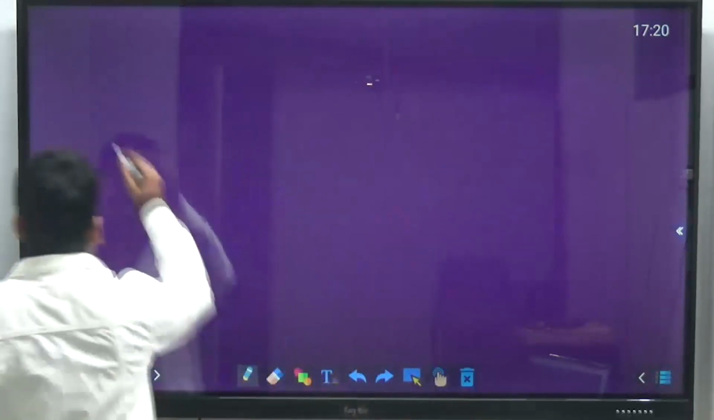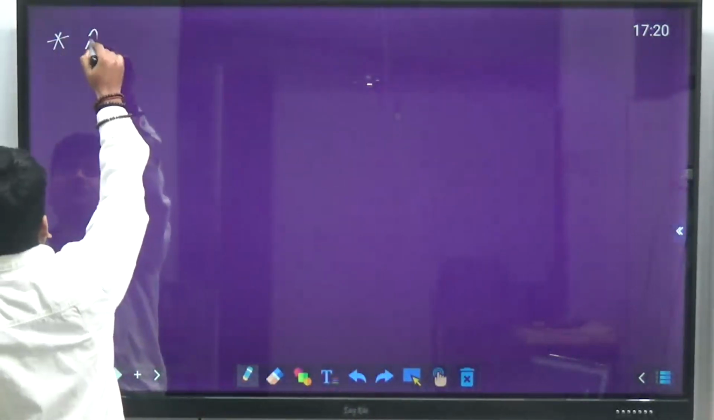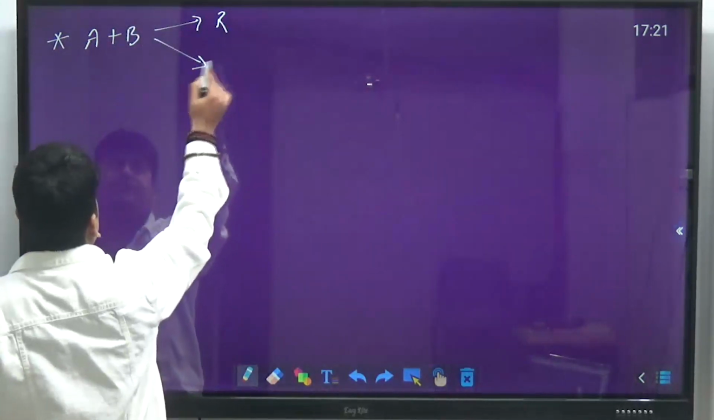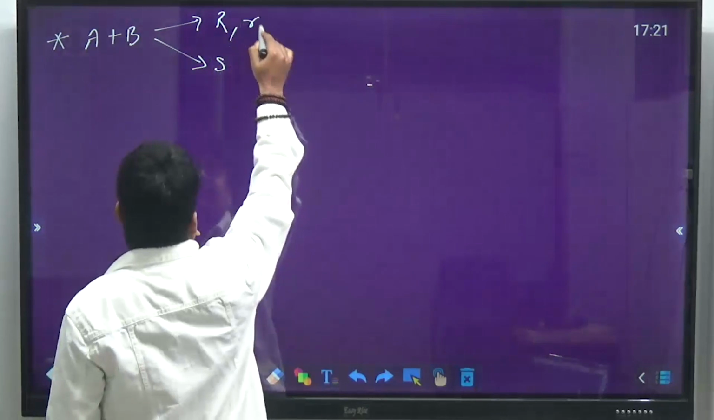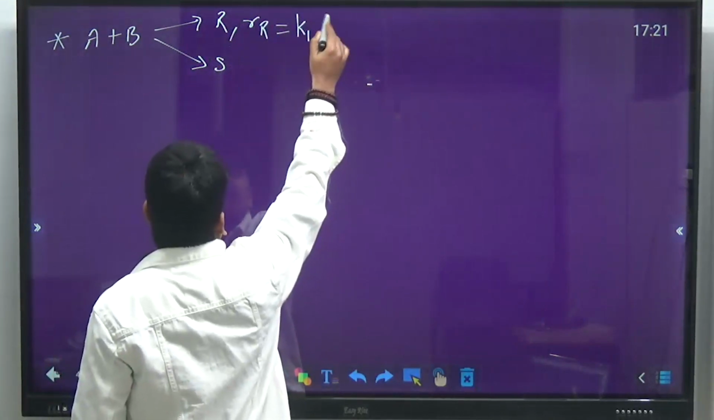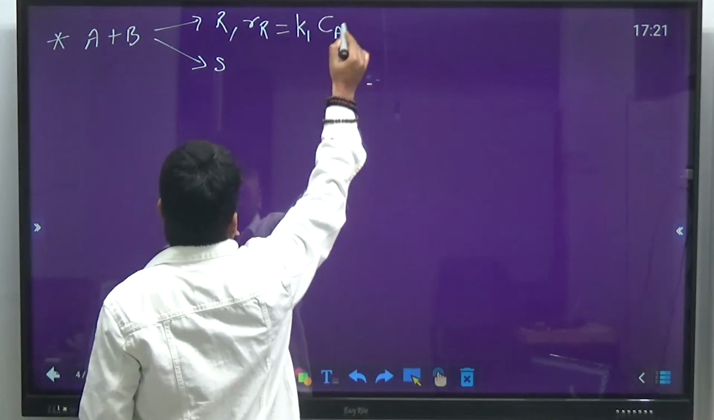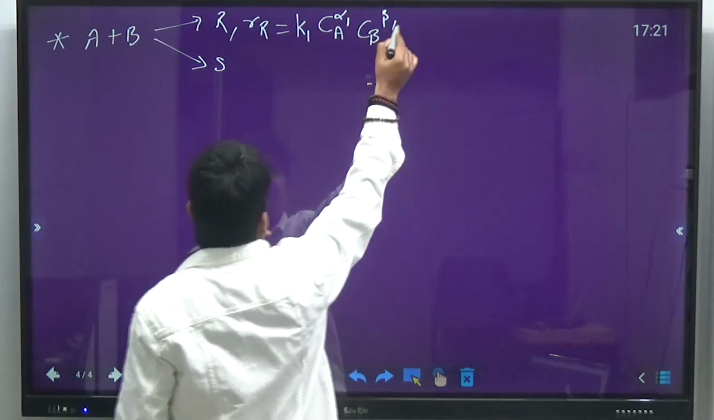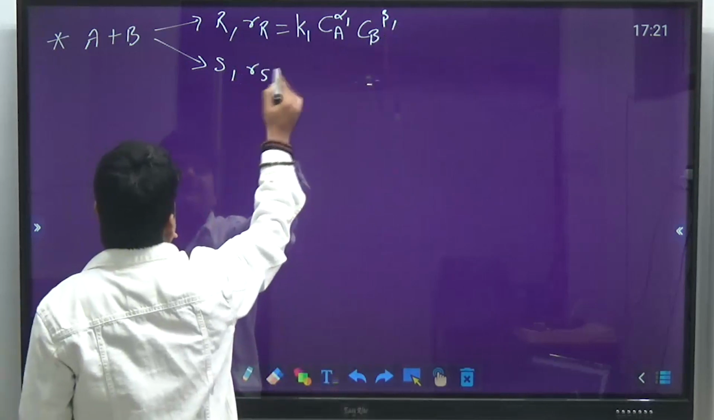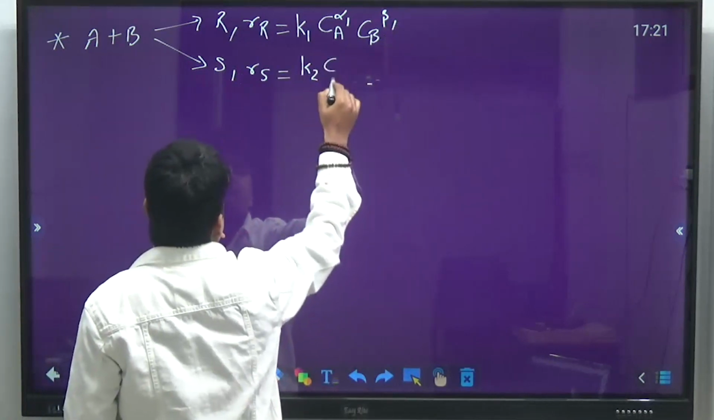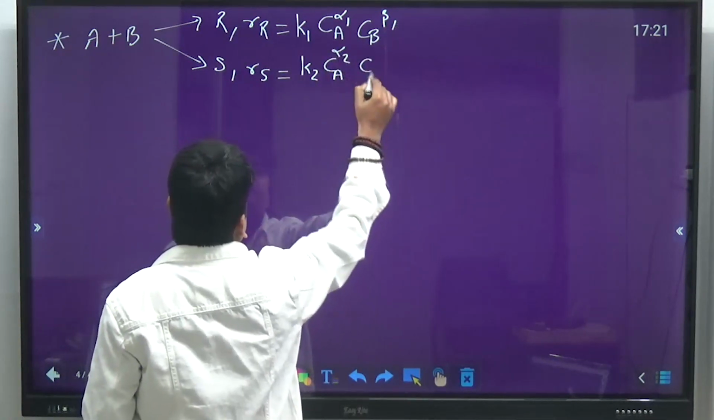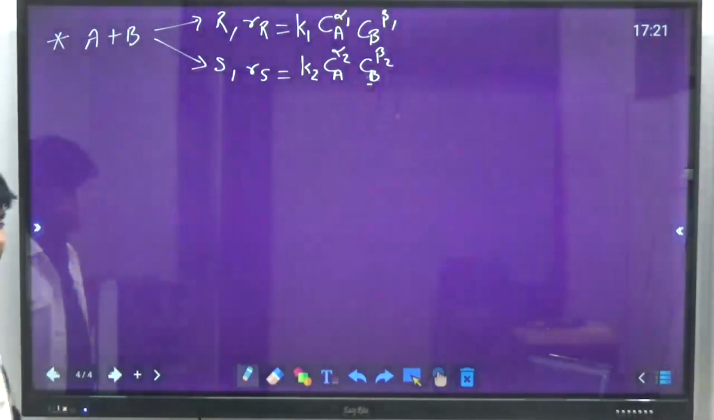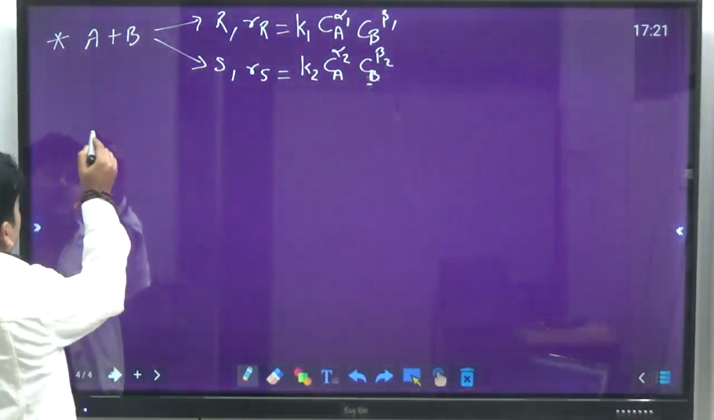Okay, now let's move on and see how to optimize the reaction. Suppose I have a parallel reaction, A plus B gives R, A plus B gives S, where RR is equal to K1 Ca power alpha 1, Cb power beta 1, and RS is equal to K2 Ca power alpha 2, Cb power beta 2. Okay.